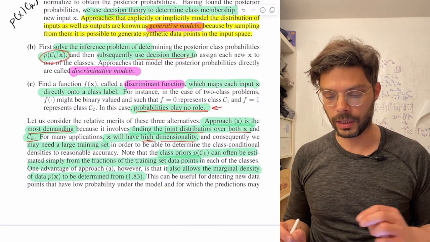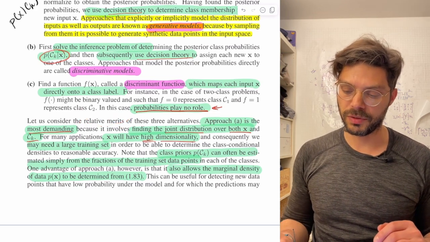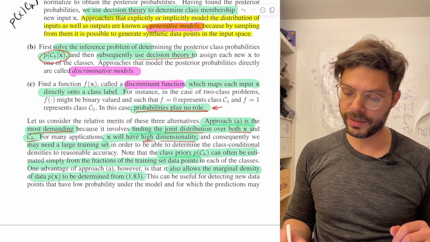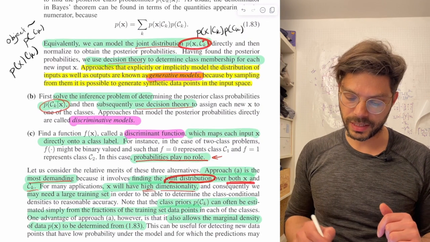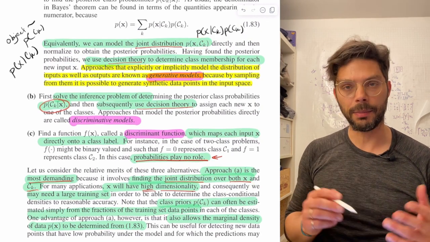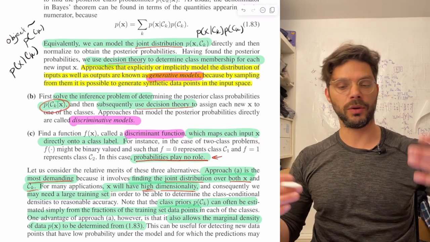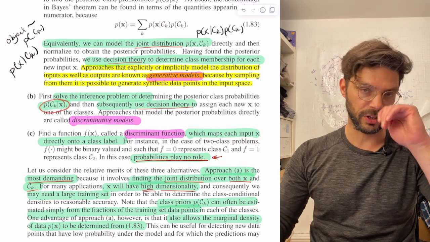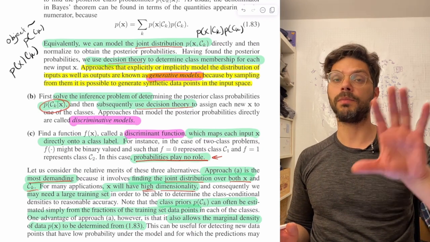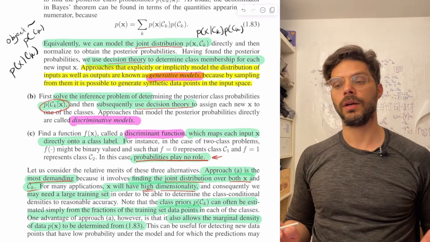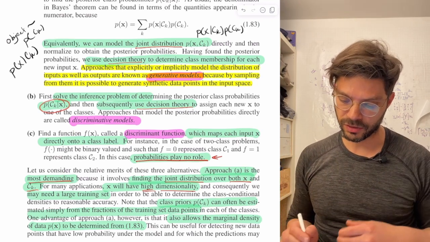Okay, so let's go. He's going to talk about the relative merits of these approaches, as he says. Approach A, the generative model one, is the most demanding because it involves finding the joint distribution, the joint distribution over both x and C_k. In many applications, x is going to have high dimensionality. Imagine the data set of images, scenes that a self-driving car might see, and then trying to generate not the probability of having to stop given the scene, but actually generating that scene itself, those pixels. Imagine how difficult that is. That's really, really hard.